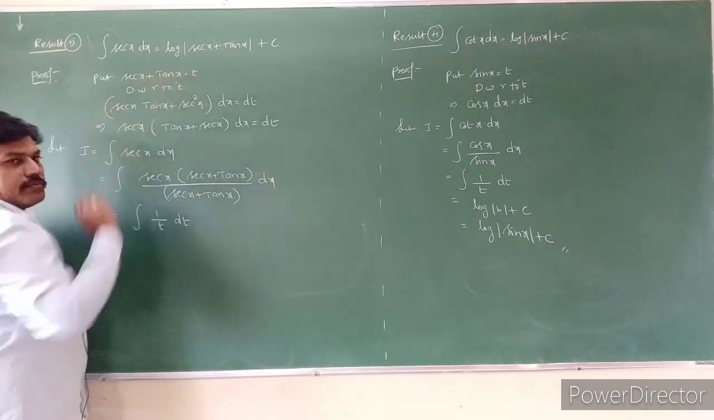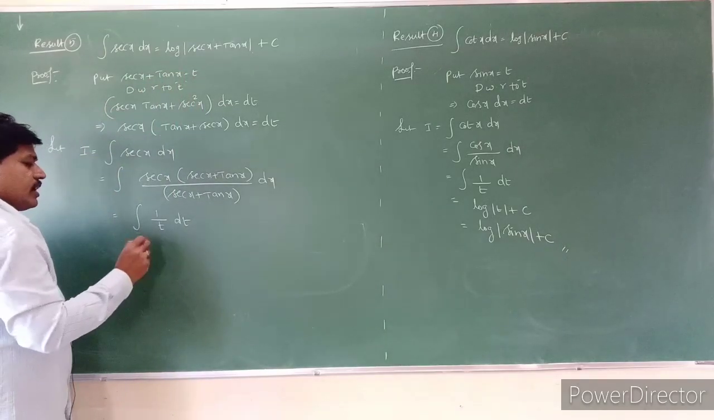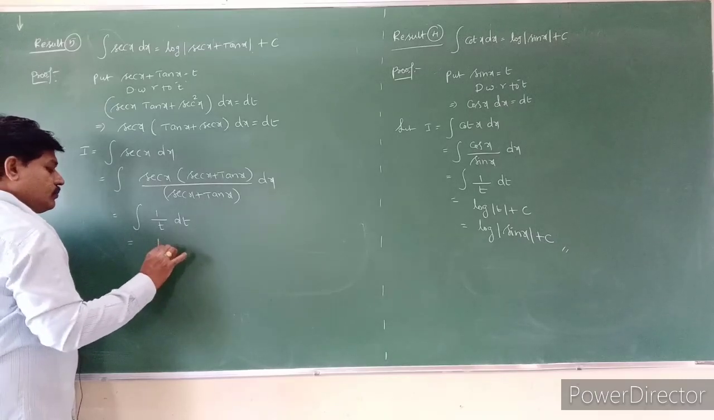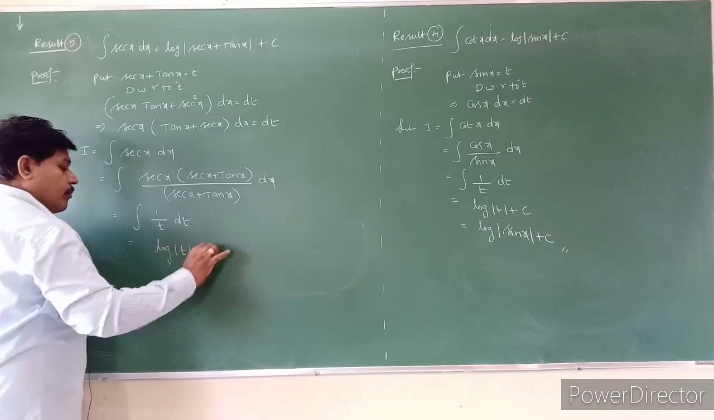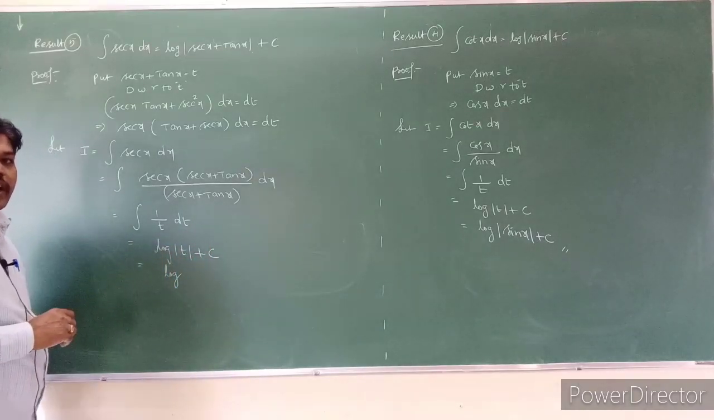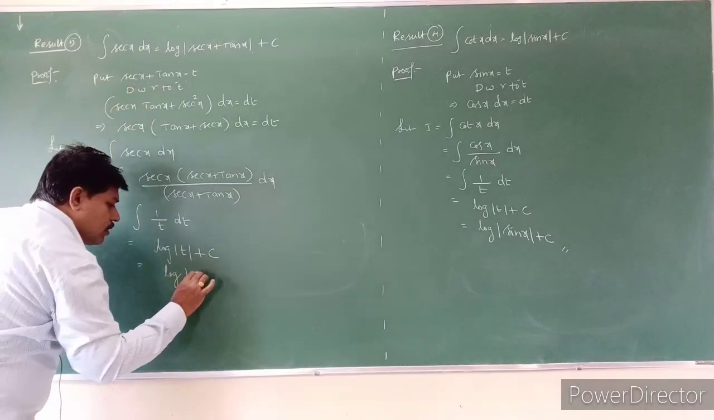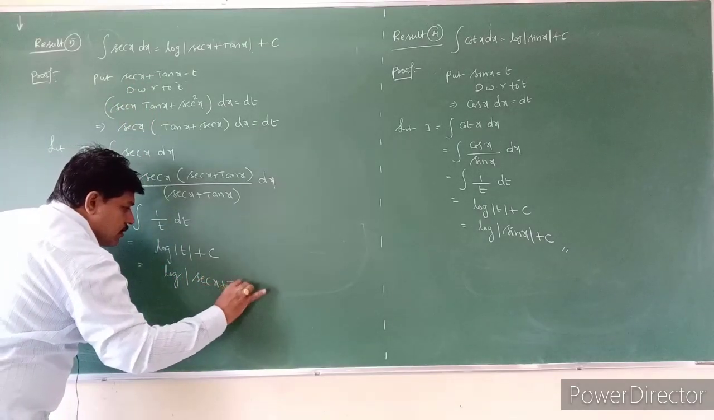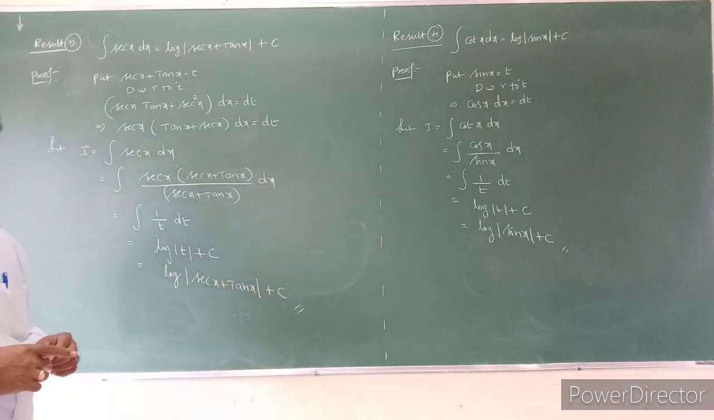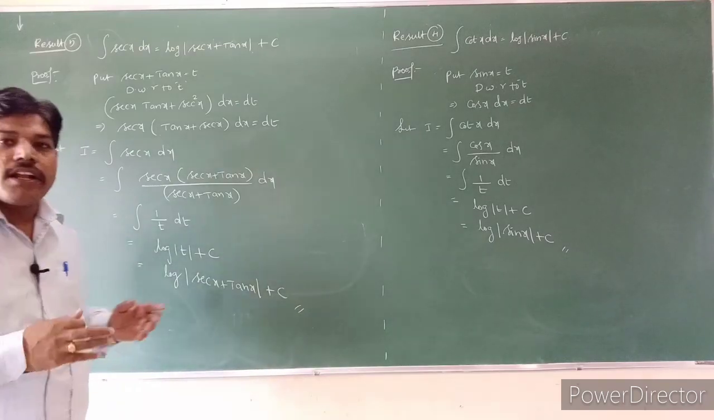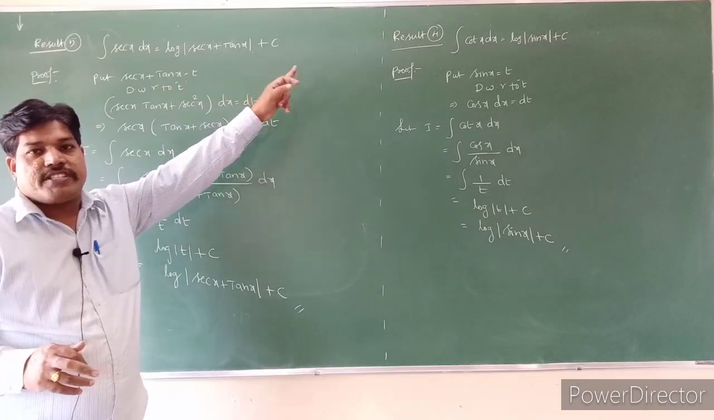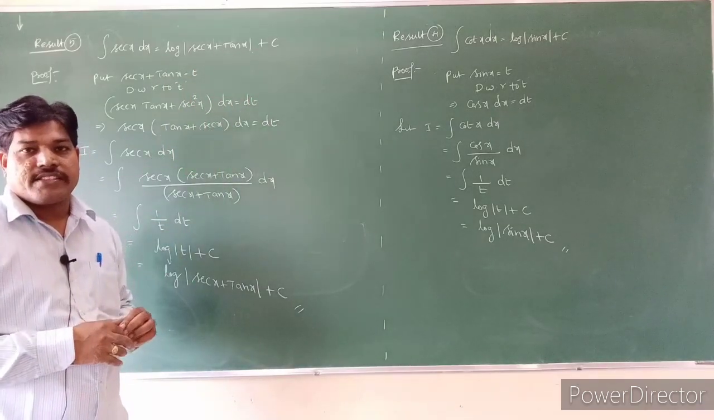Now substitute this value. The integral of 1 by x into dx, the formula we already know, is log of mod x. So it becomes log of mod t plus c. What is the t value? It is nothing but mod secant x plus tan x, plus c. So see, students, once again the formula: integral of secant x into dx is equal to log of mod secant x plus tan x plus c.